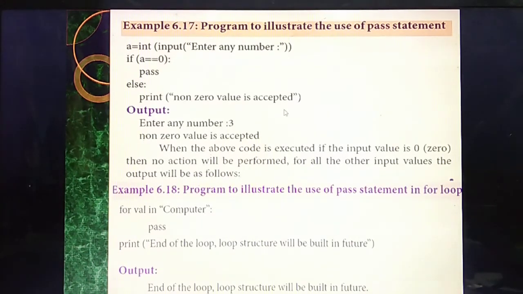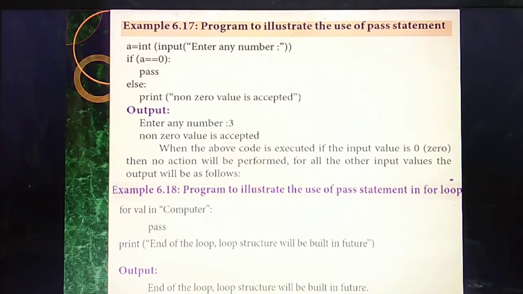Now I am running the program. What output will you get? Enter any number. I am entering the number 3. Whether 3 is double equal to 0: no, the condition is false. The condition being false means automatically it will come outside, to the else part. Non-zero value is accepted. Understood?